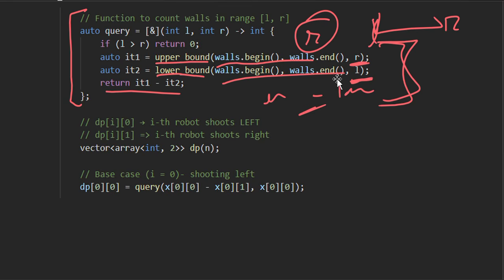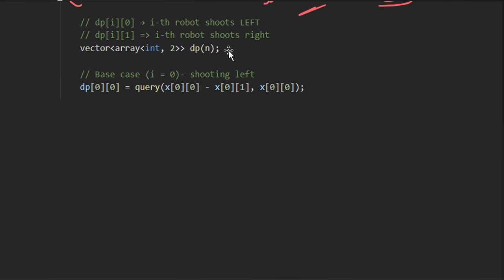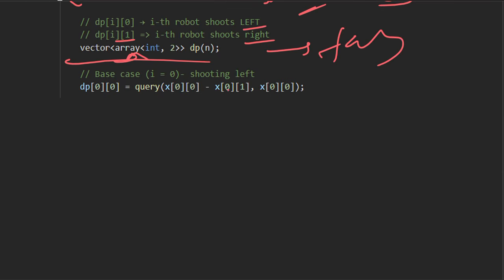Then we have declared our DP states. In DP we have two DP states, that is 0th for the left side and 1th for the right side. So we have declared a vector of array, again for the same reason, as it is faster than vector of vector.